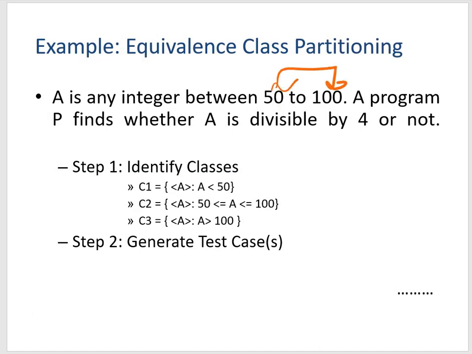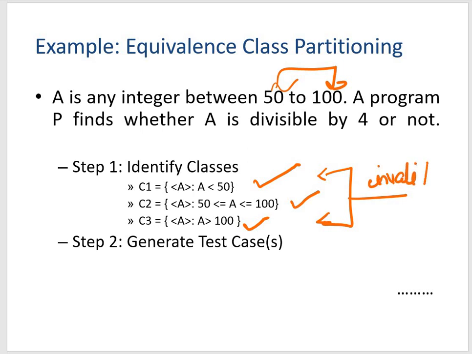So let's take one example of equivalence class testing or equivalence class partitioning, and then things will be much clearer. We'll take the same software product which we took for boundary value analysis. So here also we are taking the same one: a is any integer between 50 to 100, and a program P finds whether a is divisible by 4 or not.